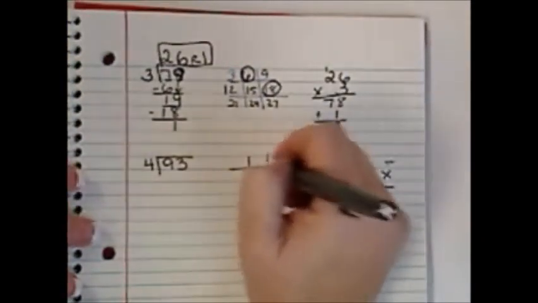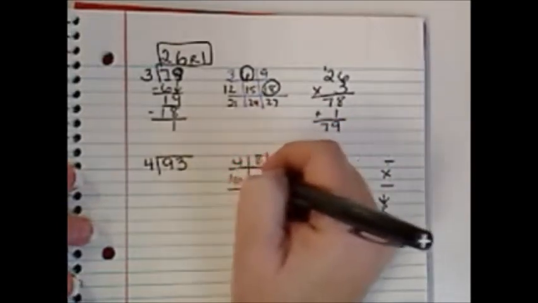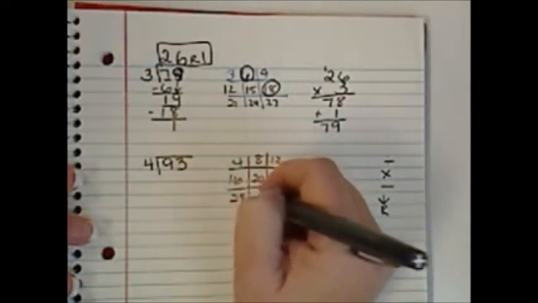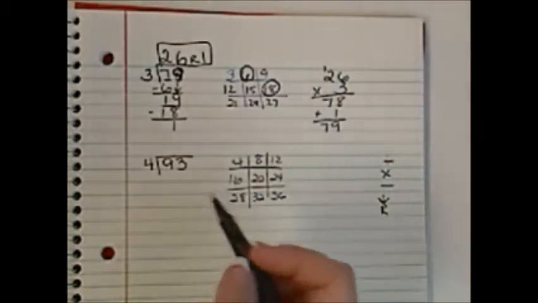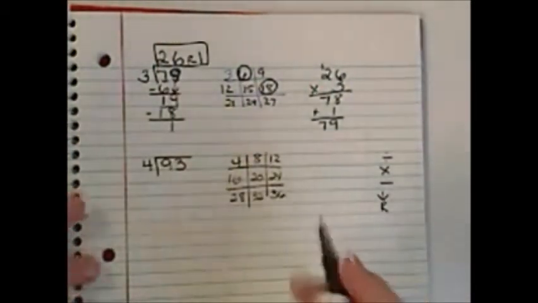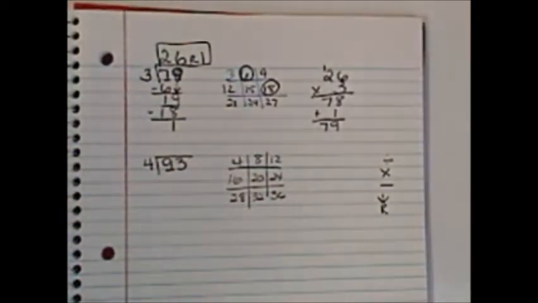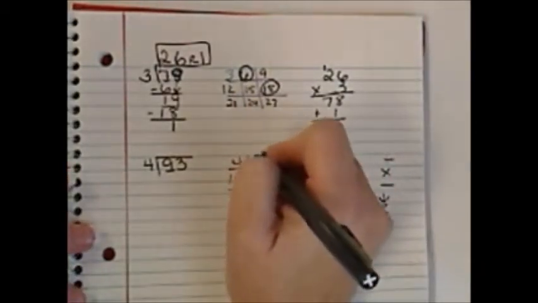Alright, so I'm going to do my tic-tac-toes. I count by 4s. 8, 12, 16, 20, 24, 28, 32, 36. Okay? And I look and I say 93 divided by 4. I don't have anything close to 93. So I'm going to break it down and I'm going to go with my 9. And I look and see, do I have anything close to 9? Well, that would be my 8.